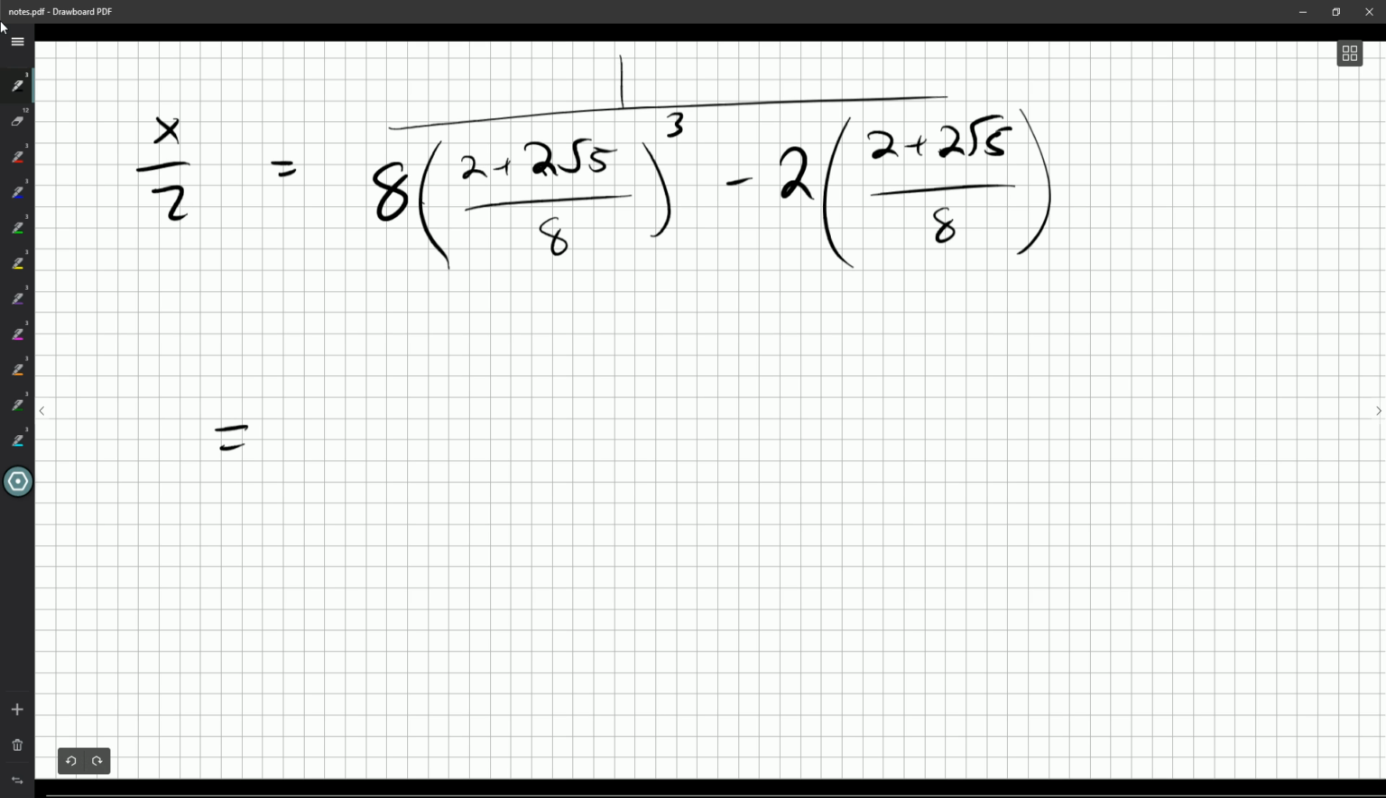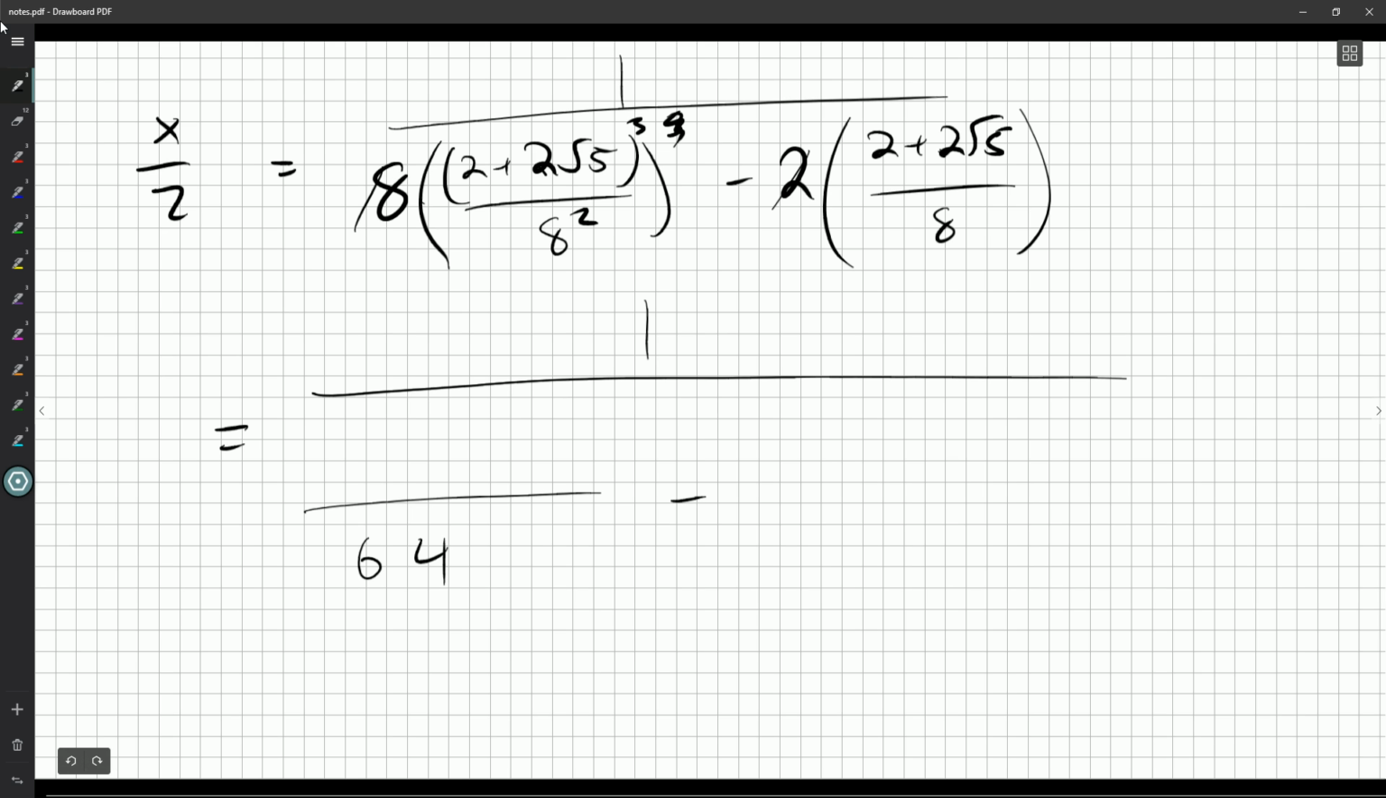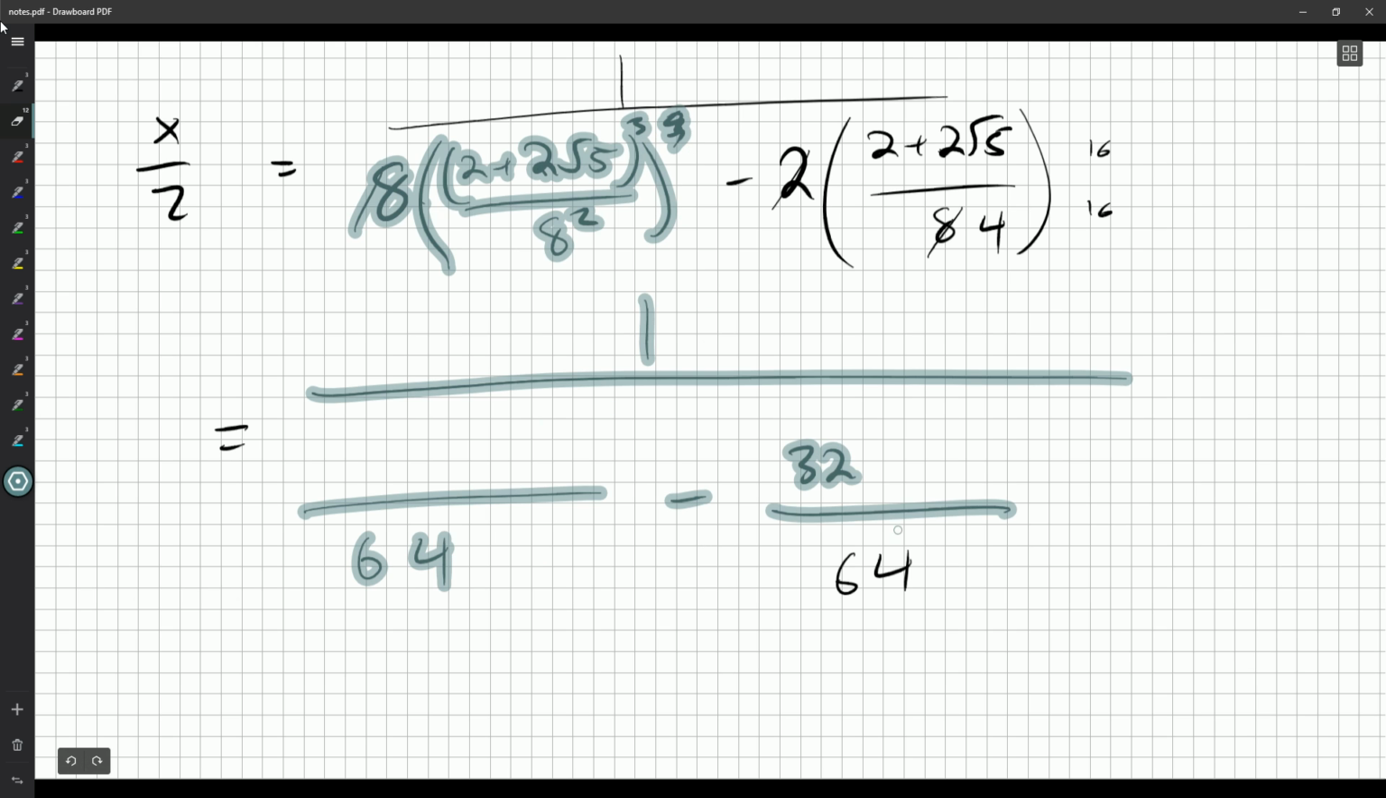So the 8 and one of the 8's down there will cancel out, so we'll get 1 over, and over 64. 2 over 8, the 2 and the 8 will cancel out, and leave me with a 4, but then I'll need to multiply top and bottom by 16 to get a 64 here. And so that'll be 32. Oh, this should be 1 plus. Save myself a bunch of work, why don't I?